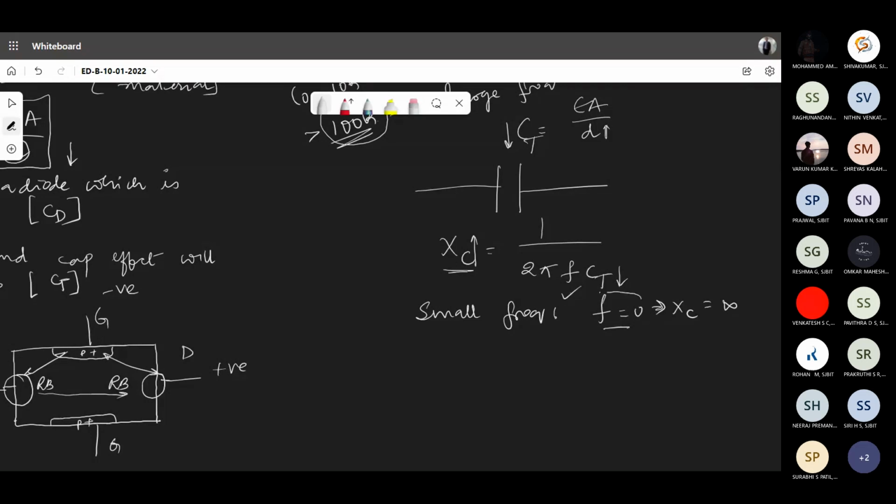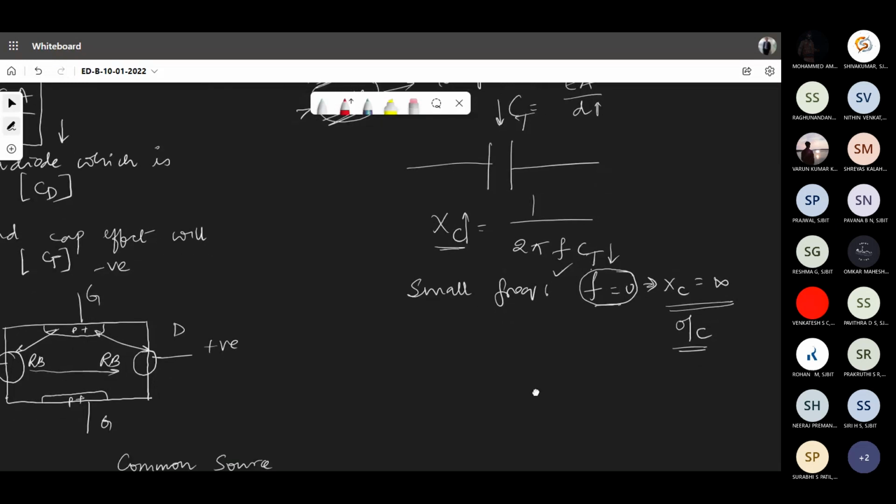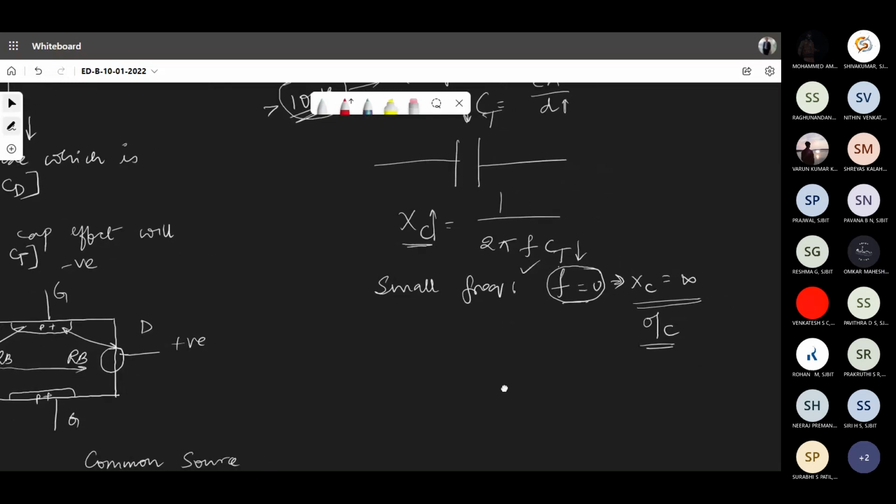So which means that any smaller frequencies you feed to a JFET, whatever the junction capacitances that exist in a JFET will become insignificant. Why is that so? Impedance offered by those junction capacitances will become infinity. If the impedance is becoming infinity, it is as good as open circuit. Agree? Yes, sir.